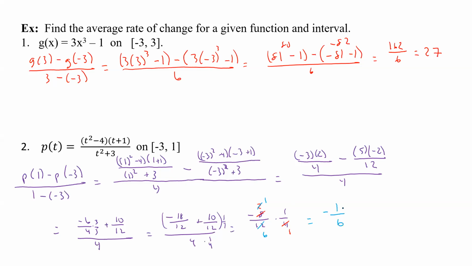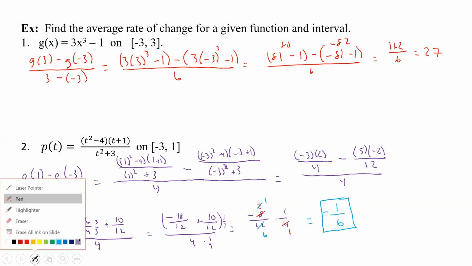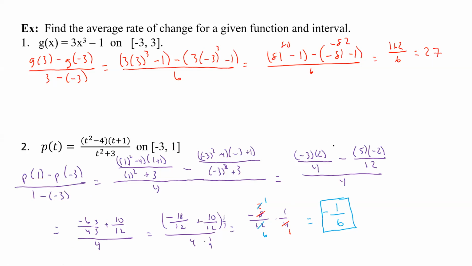Okay. And so then that is going to be our rate of change for this function on the interval from -3 to +1. So a lot more work on this one, but again, it's simple math. It's just making sure you keep track of everything as you go down, and that's going to be the hardest part.